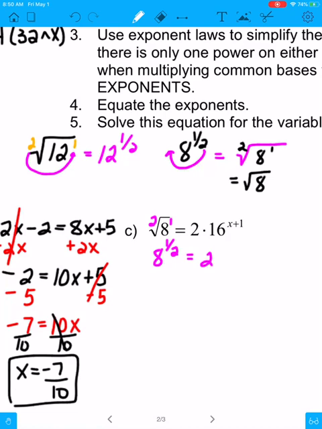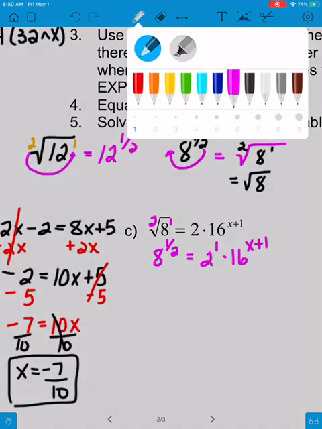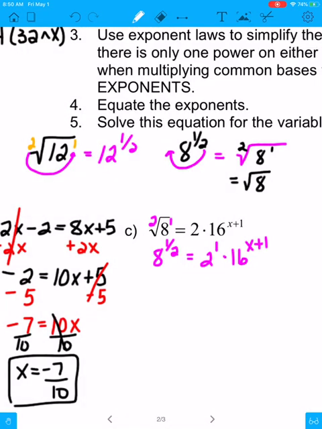Now, can I drop the 2 under the 8? No, it has an exponent. Can I take the 2 and multiply by the 16? No, it has an exponent. So what did I tell you to do? Write it to the power of 1 times 16 to the x plus 1. Now, what can I make them all be? I can make them all be base 2.